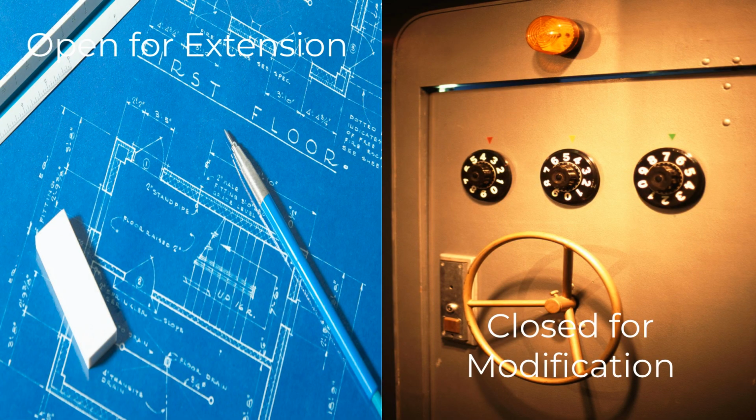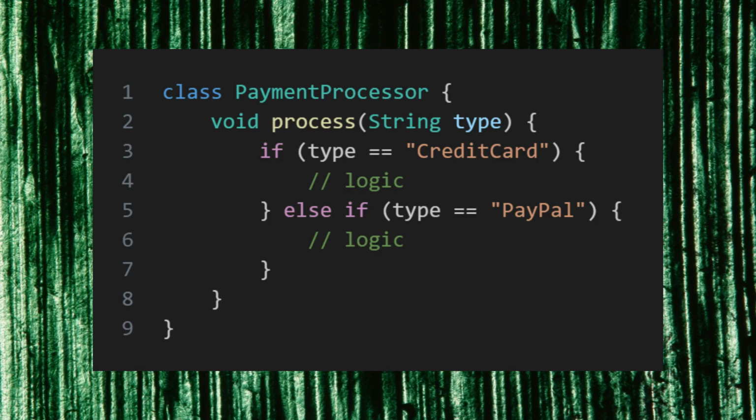The principle, originally coined by Bertrand Meyer, states that software entities should be open for extension but closed for modification. In plain English, you should be able to change what a module does by adding new code, not by rewriting the old code. Let's look at a common violation.